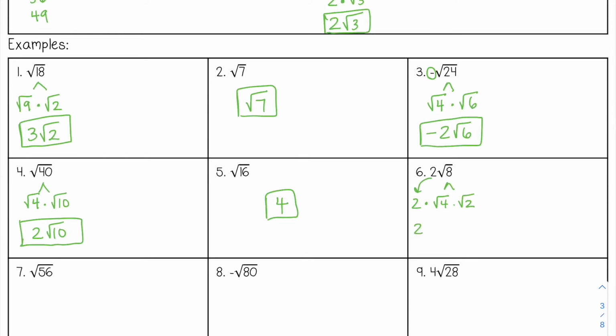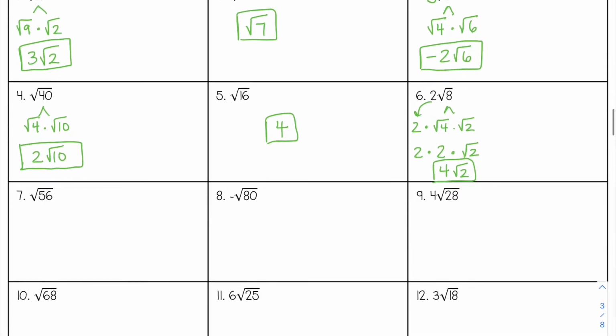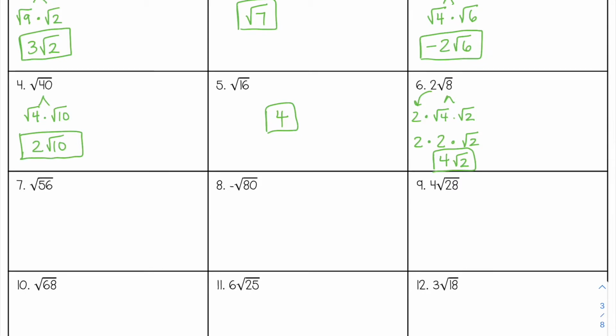Okay, now I'm going to take the square root of 4, which is 2, and then bring everything else down. So I can multiply the 2 numbers on the outside, 2 times 2, that gives me 4, and then just bring down my square root of 2. So 4 square roots of 2. Okay, pause the video now and see if you can complete 7 through 12 by yourself.